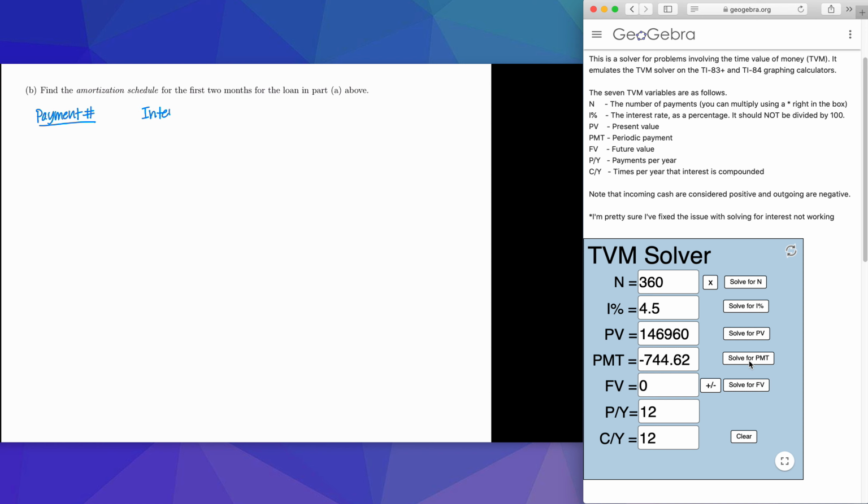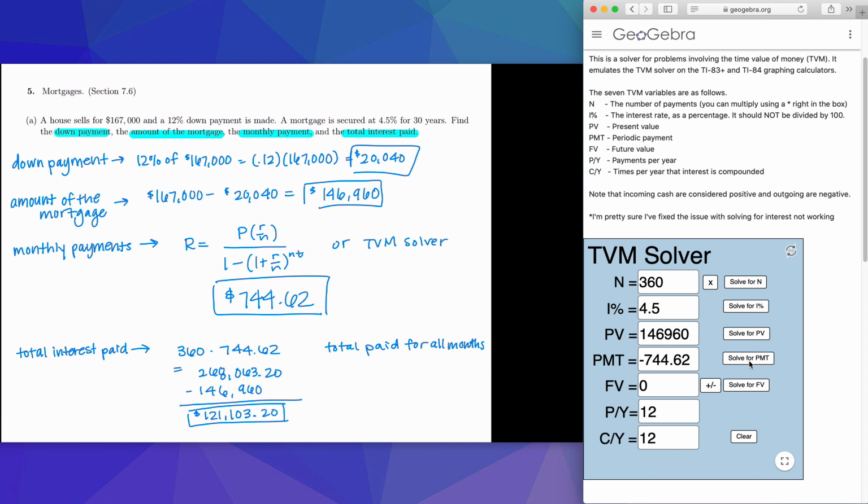We'll calculate our interest, our payment on the principal, and then our balance. Okay, so it's asked us to do payment 1 and payment 2. Technically, again, there should be 360 lines here, but it's only asked us for the first 2. All right, so let's switch back for just a minute. What did we know? We started out with $146,960. That was the amount of our mortgage. So we'll pay interest on that first.